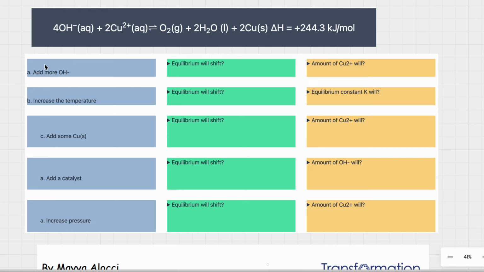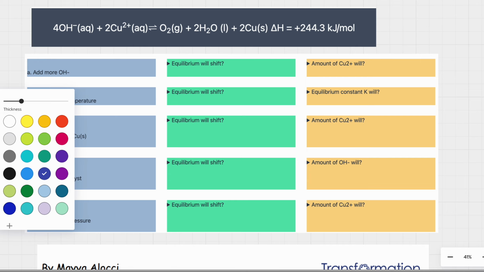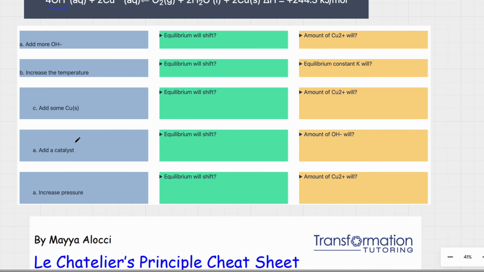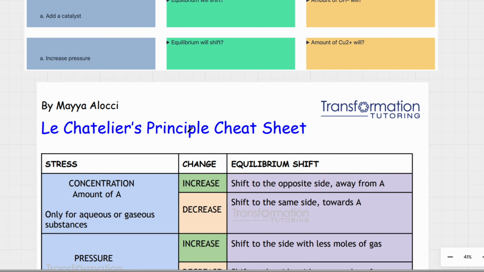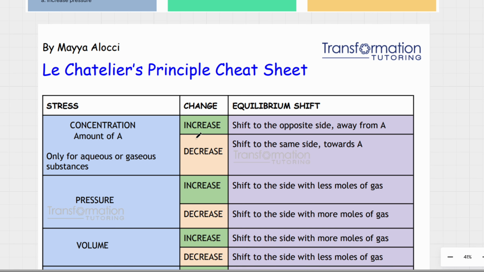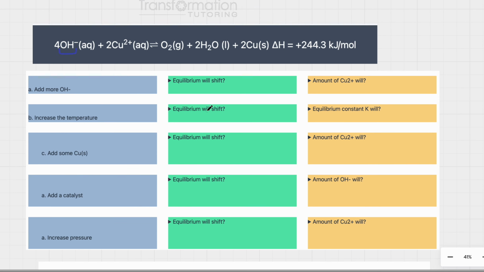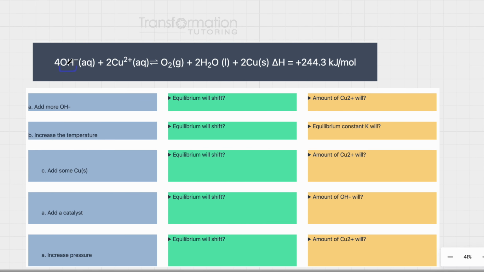So the first question says we add more OH minus. And the first thing that we do is we will locate our substance. So OH minus is here. And what happens when we have more OH minus? We will use my little Le Chatelier's principle cheat sheet. So if we increase the amount of a substance, we will shift to the opposite side away from that substance. So if we increase OH minus, it's on the left, the equilibrium shifts to the opposite side away from it.